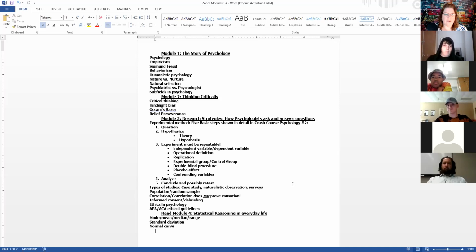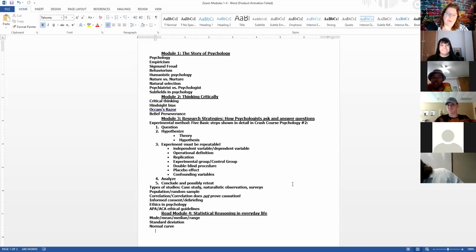So for module 1, the story of psychology. First of all, you have to define what psychology is. The word itself means the study of the mind. Anything that ends with "-logy" is the study of, and psyche is the mind. But psychology is the scientific study of behavior and mental processes, according to this book. There are lots and lots of ways that you can define psychology, but that is a good, short, simple definition.